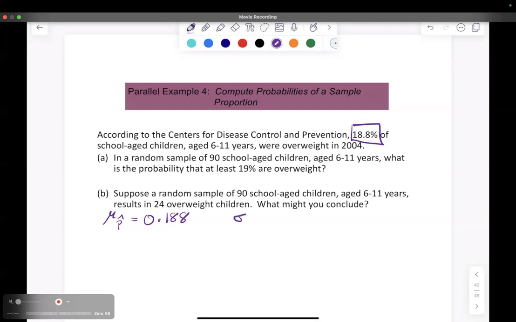Now my sigma sub p hat is going to be the square root of 0.188 times 1 minus 0.188, divided by our sample size of 90. Use your calculator. I'll give you all a second to put it into your own calculator.